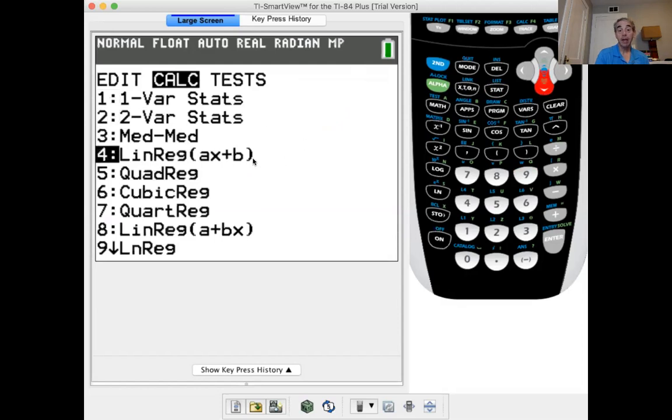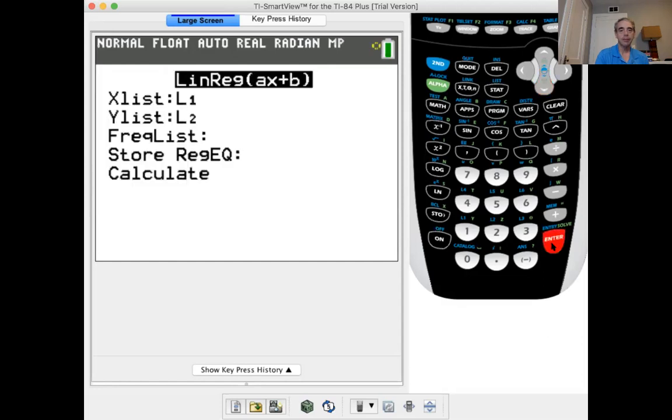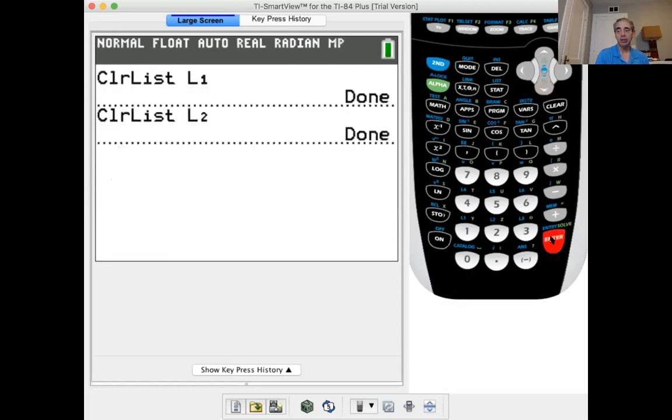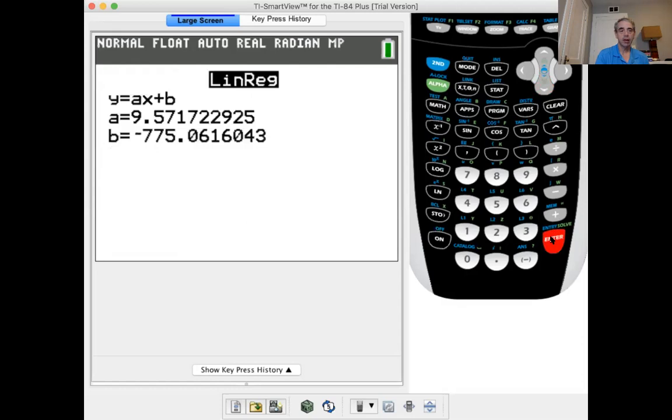So it's of the form ax plus b. A is the slope, b is the intercept. mx plus b is what you usually think of. So linear regression is ax plus b. And that's the information we want. X is in list 1, Y is in list 2. We're storing it in the regression equation. We want to calculate it, hit enter, and we should get our answer.